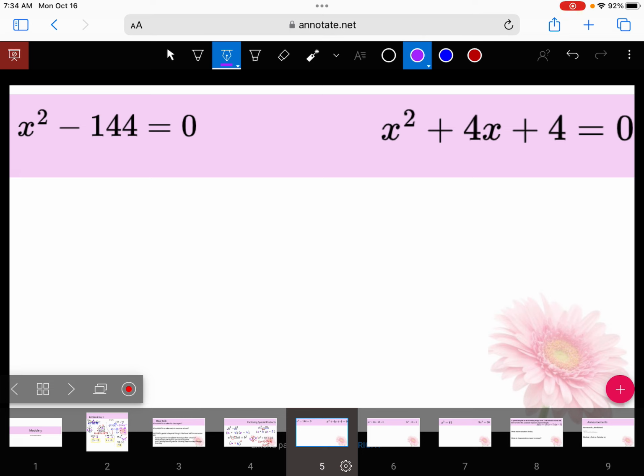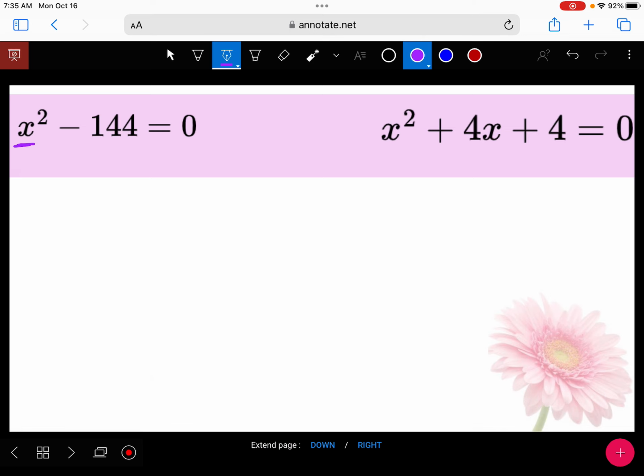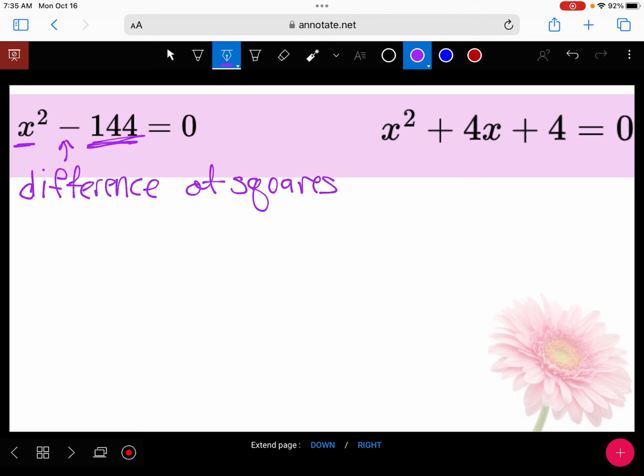So this first one, x squared is a perfect square, 144 is a perfect square, and they're being subtracted. So this one is a difference of squares. That's definitely a U, not scores.